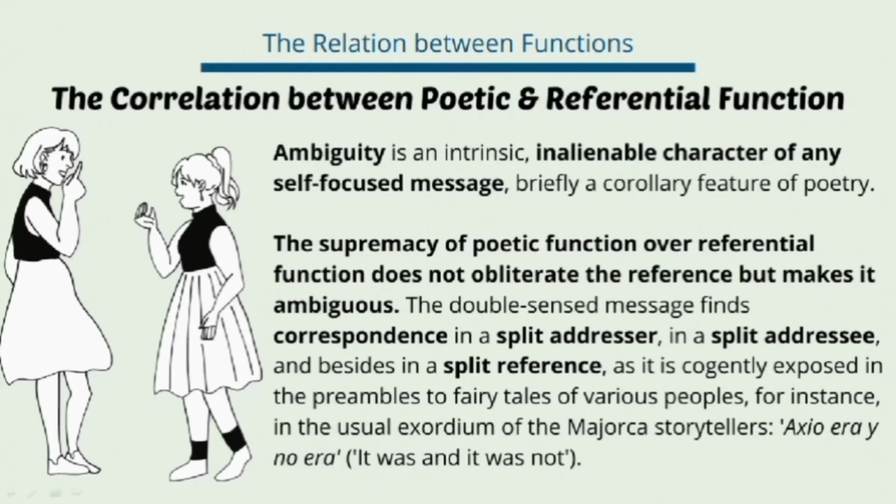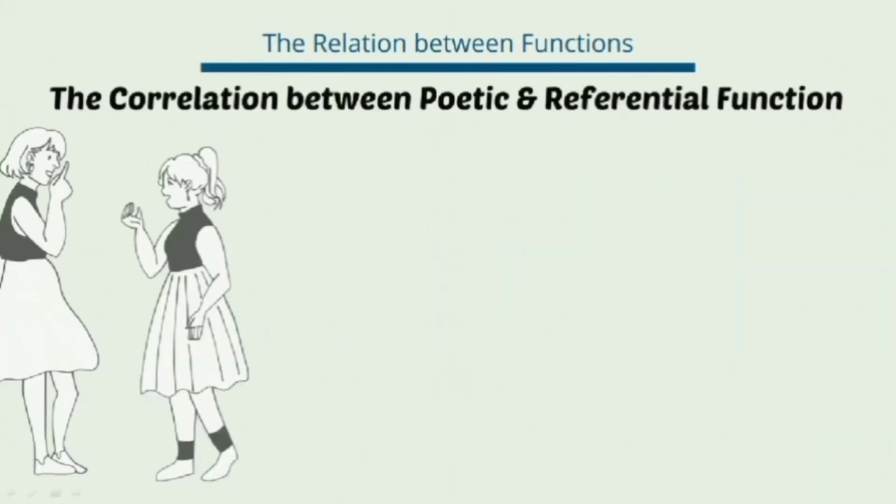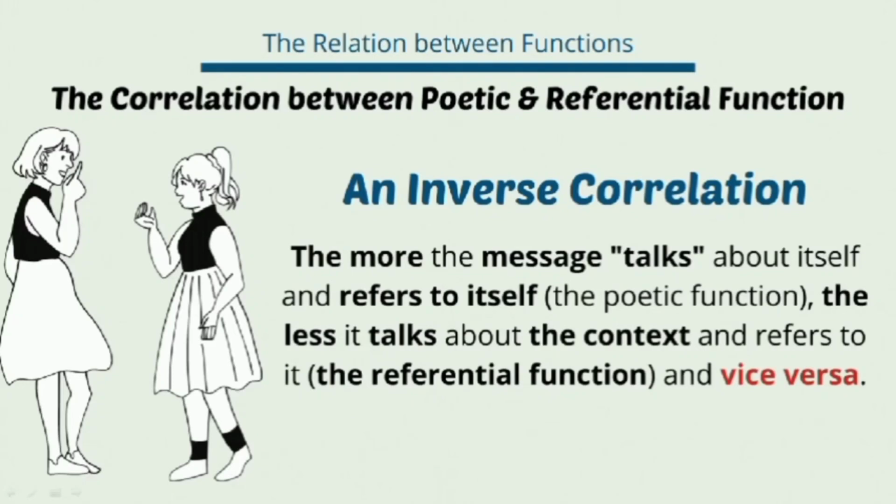For instance, in the usual exordium of the Majorca storytellers, "Axio era inoera," which means "it was and it was not." So, this relation is called an inverse correlation. The more the message talks about itself and refers to itself, the less it talks about the context and refers to it, and vice versa.